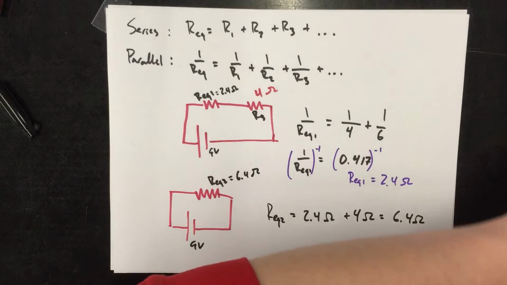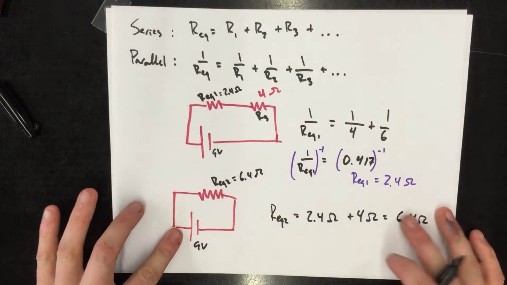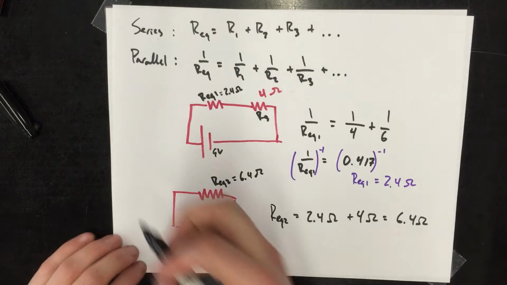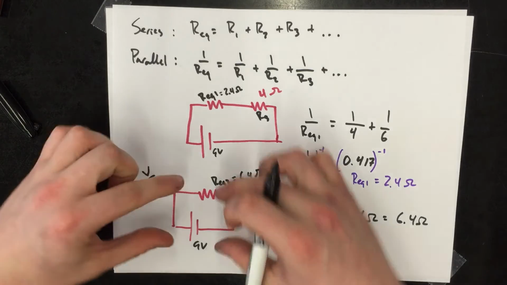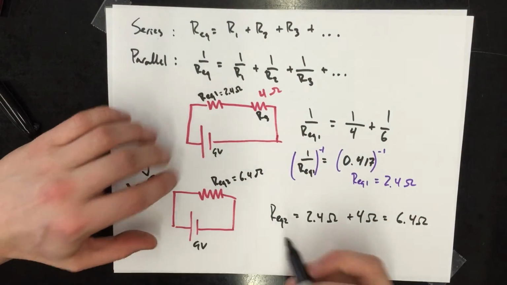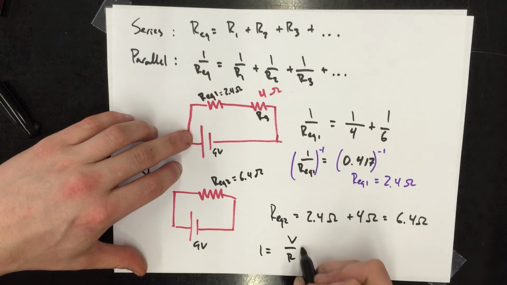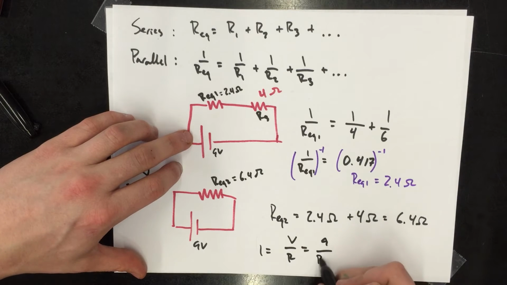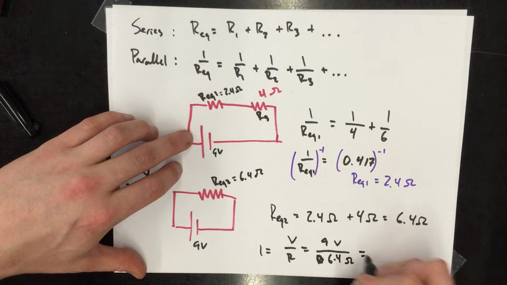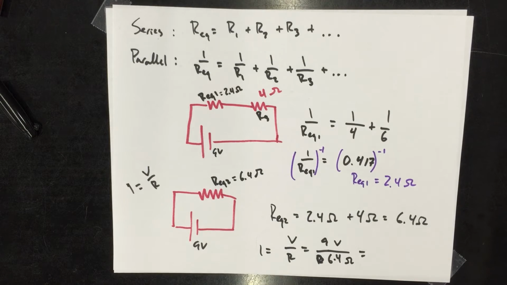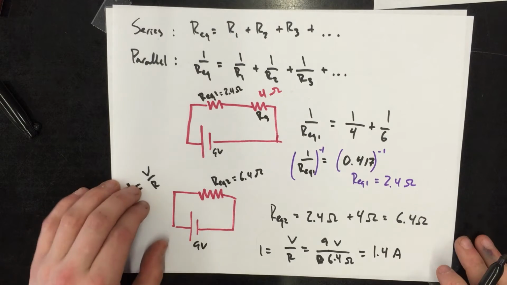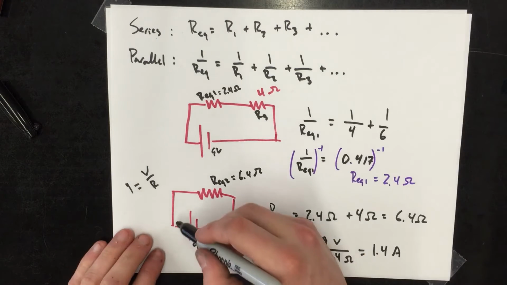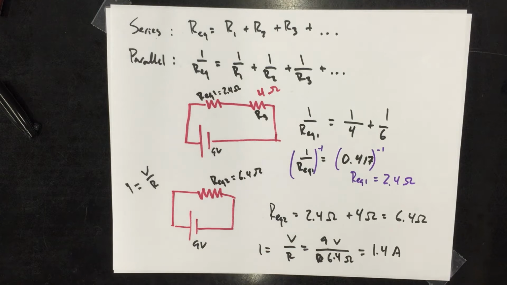All right, this is great. Now I have one battery, one resistor. I could use Ohm's law in order to solve for the current running through this reduced circuit. Let's do that. My I is V over R. My V is 9. My REQ, that's 6.4. 9 volts over 6.4 ohms. What do I get when I do that? I get 1.4 amps. So the total amount of current that's flowing through here is 1.4 amps.